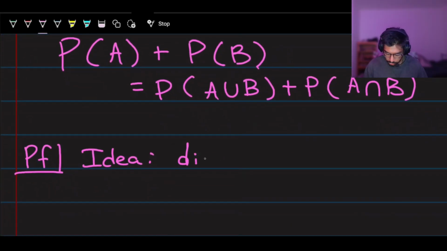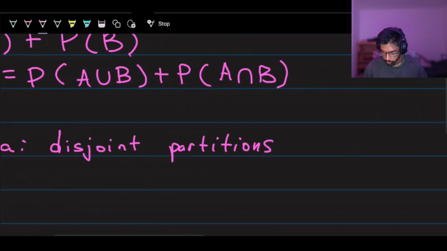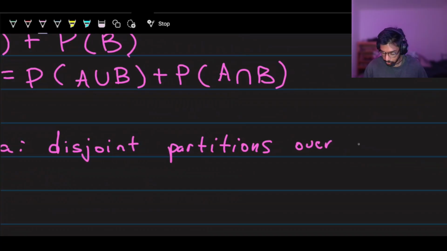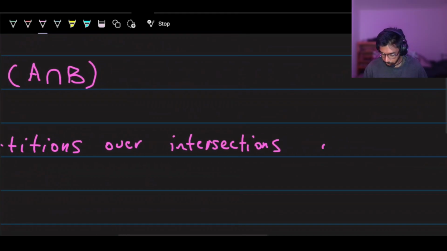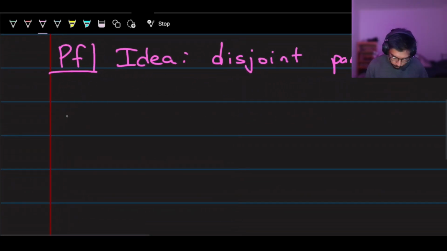So disjoint partitions over intersections of unions. So first, I'll call this step.